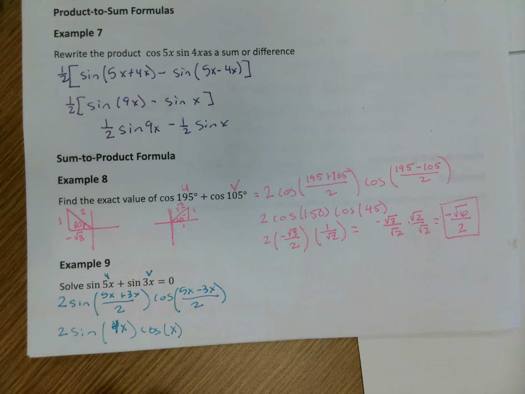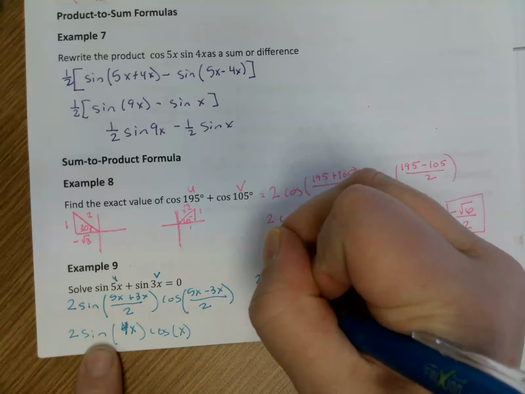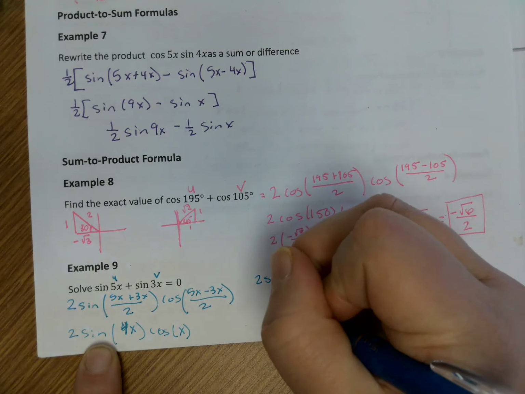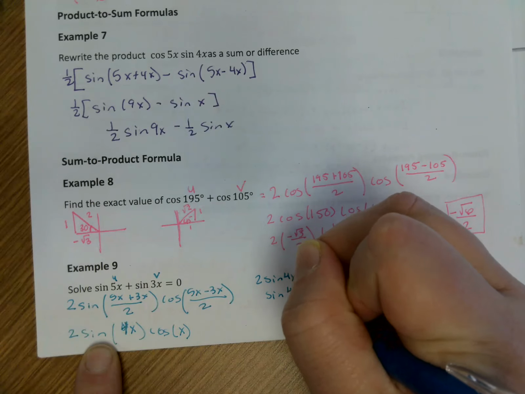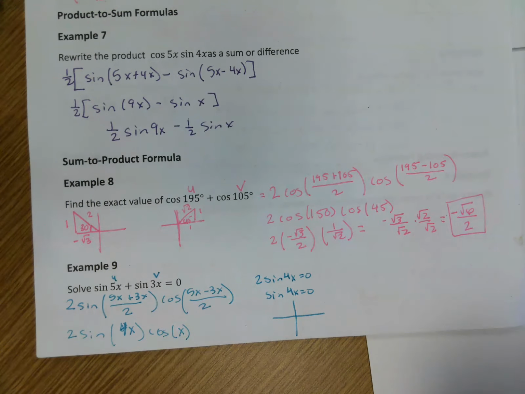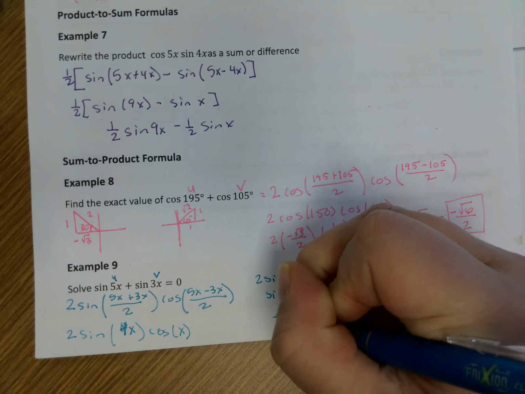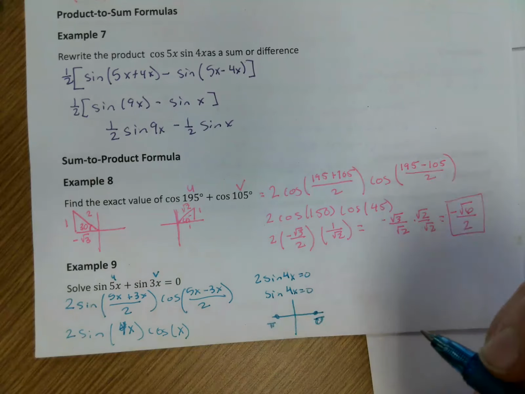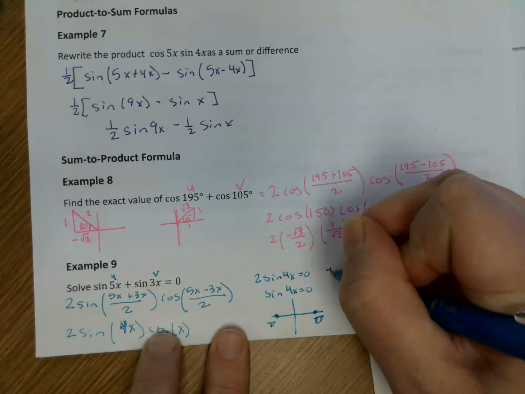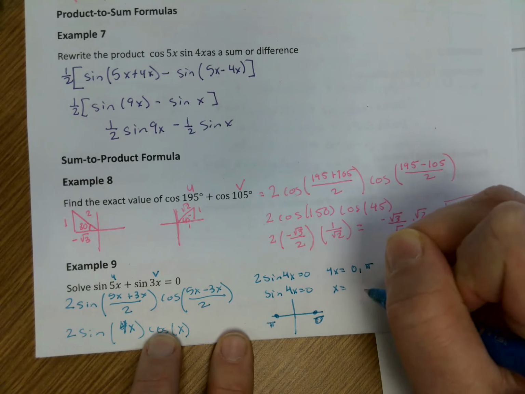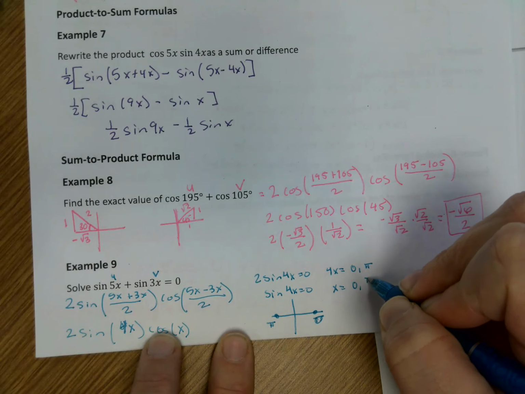So now, I'm going to focus just on this 2 sine of 4x first. So I set that equal to 0. I would divide by 2, and I would still get sine of 4x is equal to 0. So if you look at where sine is equal to 0, remember sine value is your y value. Sine is your y. So where is y 0? That's going to be right here and right here. We have our 0 and our pi. So that would be our 4x is equal to our 0 and our pi, leaving you with x is equal to 0 and pi over 4.